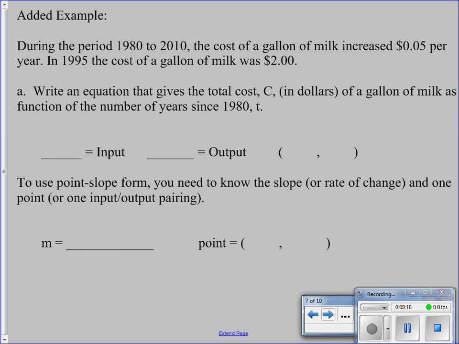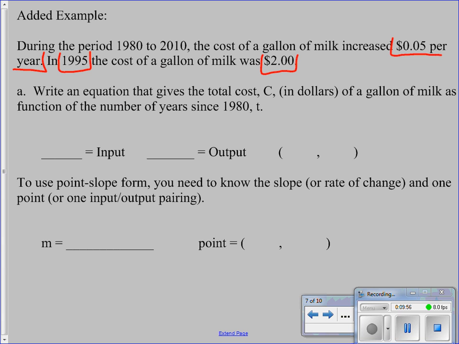Now, to do this in a story problem, we need to figure out what is the point and what is the slope. So you need to know slope, which is the rate of change, and you need to know one pair of input and output. So let's look at our story. During the period 1990 to 2010, a gallon of milk increased 5 cents per year. Well, I see 5 cents per year. There's my slope. Okay. In 1995, the cost of a gallon of milk was $2. That looks like an ordered pair for me. So something about 1995 and $2.